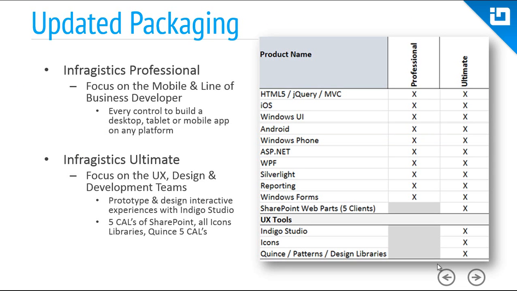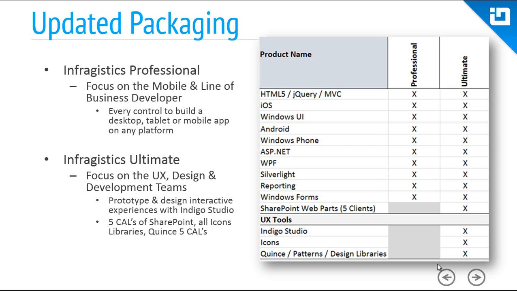As part of this update, we've also changed what you actually get in the products. This is actually pretty exciting for most folks out there because the majority of our customers are on Infragistics Professional. So what is the big change? If you're a Net Advantage for .NET customer, now you're an Infragistics Professional customer. You get a couple extra things in your package now. Where before you had to be an Ultimate customer to get iOS, Windows UI, Windows Phone, you're going to get that now as part of your Infragistics Professional package.